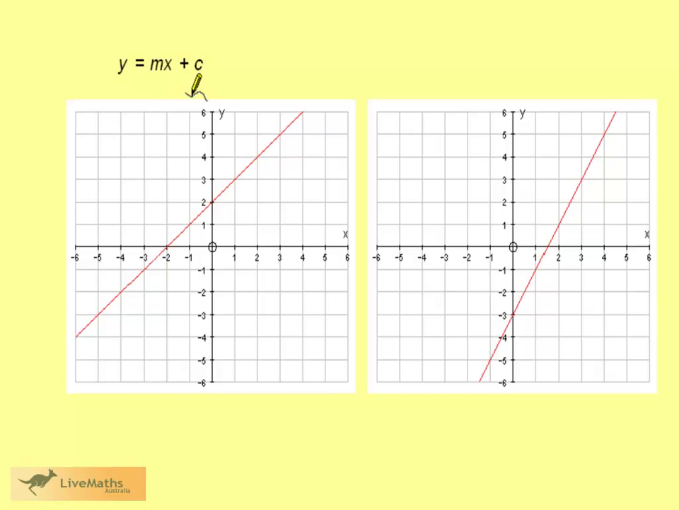So let's consider this line. Let's look at c first. It's the y-intercept, or where the line crosses the y-axis. We can see that's just here, and therefore c is equal to 2. For the gradient m, we need to consider rise over run.